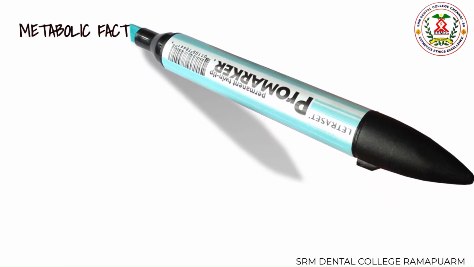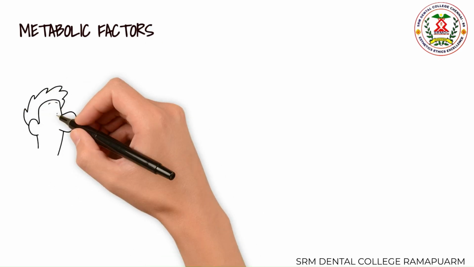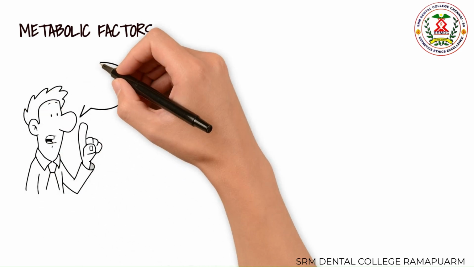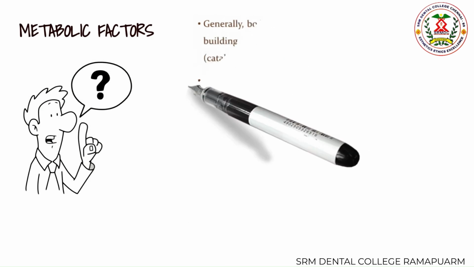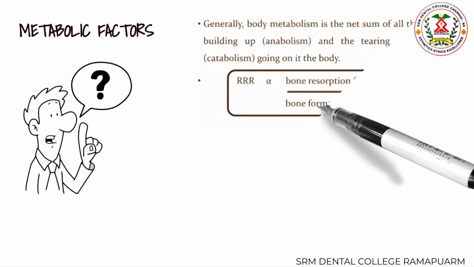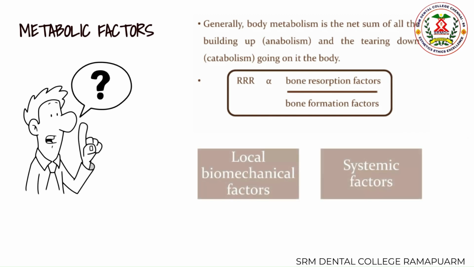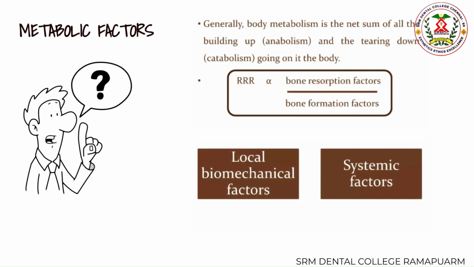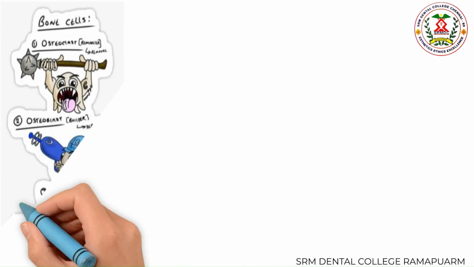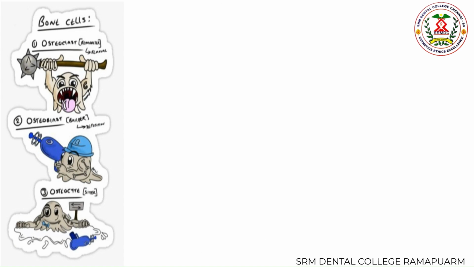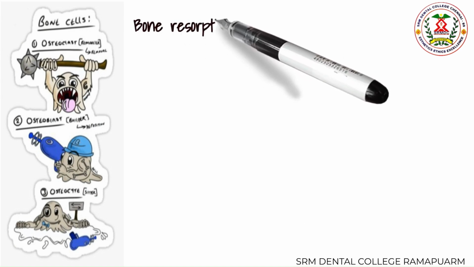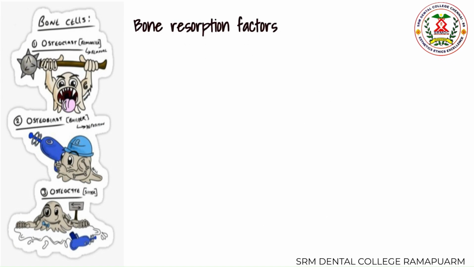Coming to the metabolic factors, RRR varies directly with certain systemic or localized bone resorptive factors and inversely with certain bone formation factors. So there are two different bone resorption factors which we'll be talking about further. Coming to the next main discussion, the factors involved, which are local and systemic. Now we'll be learning about the local factors.